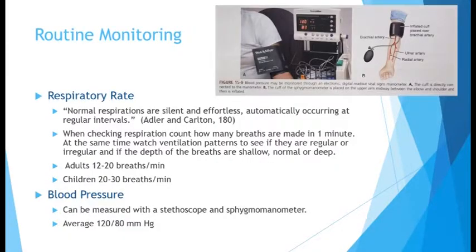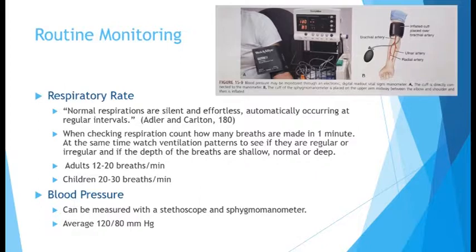Normal respirations are silent and effortless, automatically occurring at regular intervals. When checking respiration, count how many breaths are made in 1 minute. At the same time, watch ventilation patterns to see if they are regular or irregular, and if the depth of the breaths is shallow, normal, or deep. Adults' breaths should be 12 to 20 breaths a minute, and children should be 20 to 30 breaths per minute.